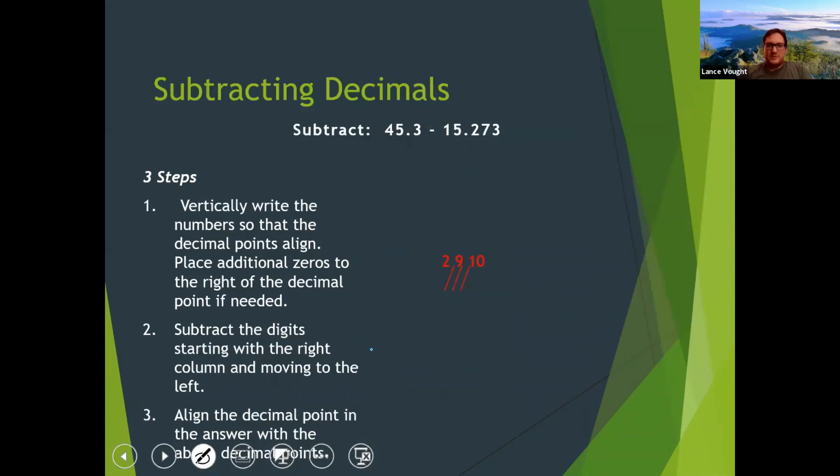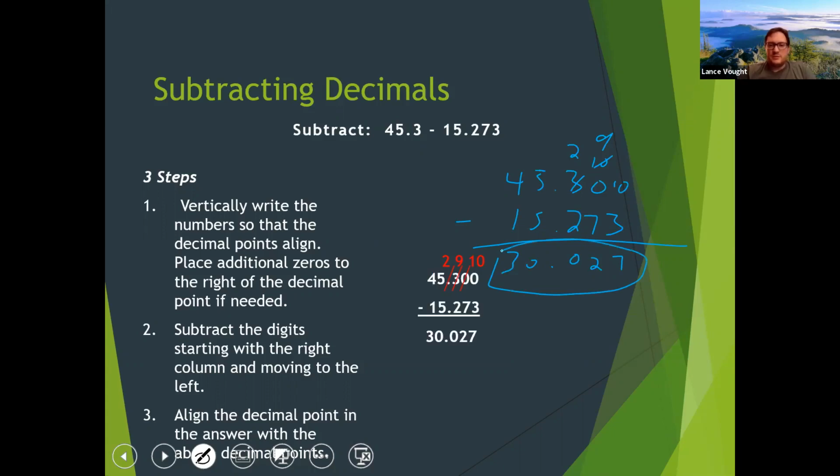Subtracting decimals. So if we're doing 45.3 minus 15.273, just want to line up. And then again, you might have to borrow. So in this case, you got a 0 and a 0. Well, in this case, you need to borrow to the 2. This becomes a 10, then becomes a 9. This becomes a 10. This becomes 7. 9 minus 7 is 2. 2 minus 2 is 0. 30, because 45 minus 15 is 30. And then bam, you got your answer.